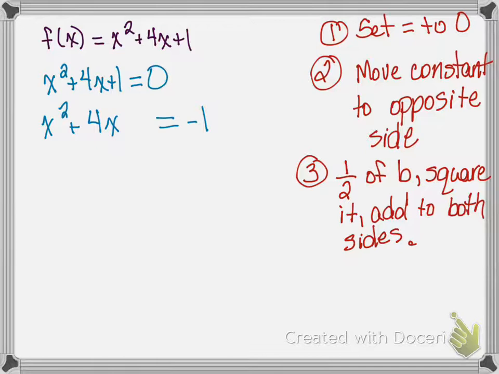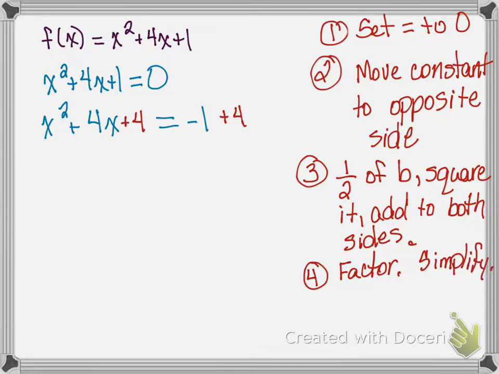So that's step number 3. I take half of my b value, I square it, and I add it to both sides. Half of 4 is 2. 2 squared is 4. And I add it to both sides. As long as I add it to both sides, have I kept my equation balanced? Good. Then I have created what's called a perfect square trinomial on the left-hand side. So I am going to factor that side, and I'm going to simplify the other.